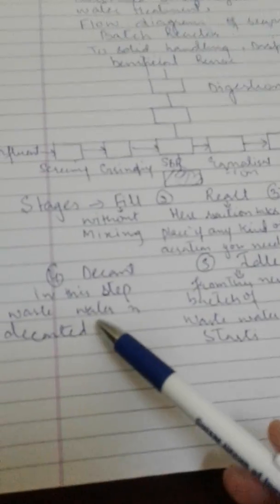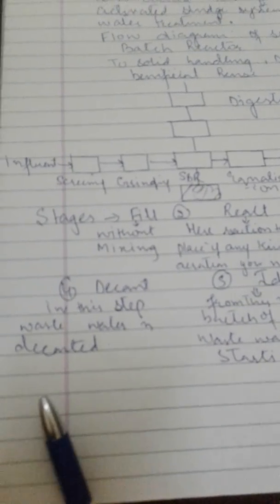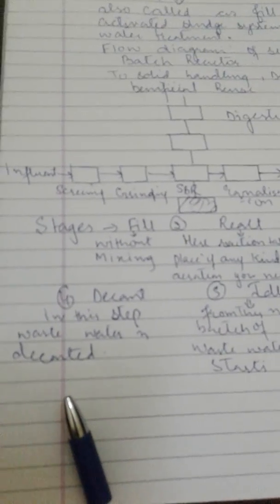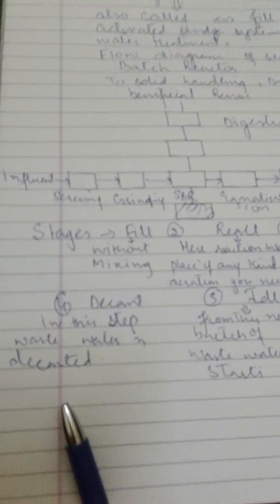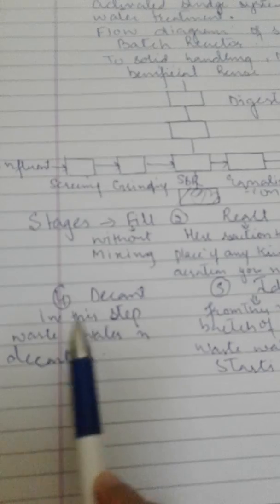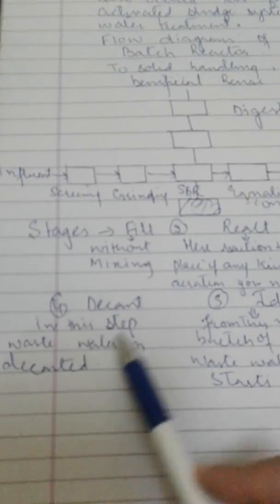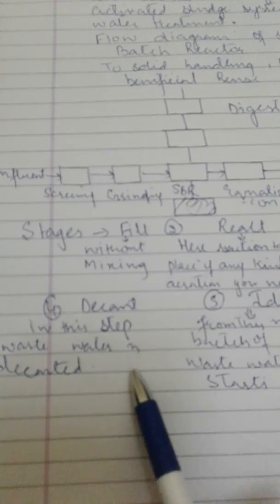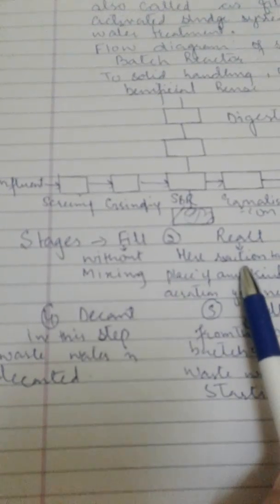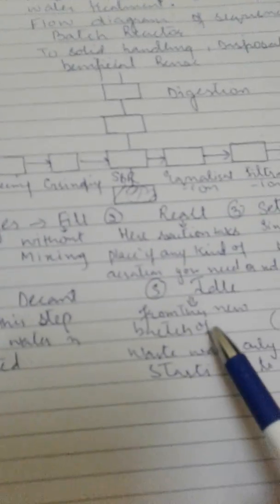My next step is decant. What happens in this step? It decants all the wastewater, whatever wastewater is present. The next process is idle. Since I have done fill, react, settle, then decant, I have finished my process here. I have given proper treatment at each and every step. Now my step will be idle.